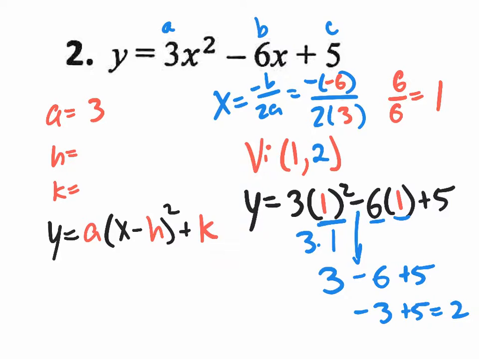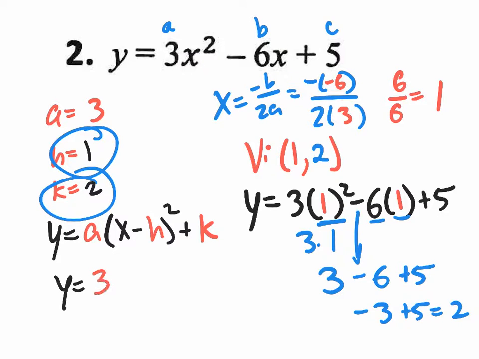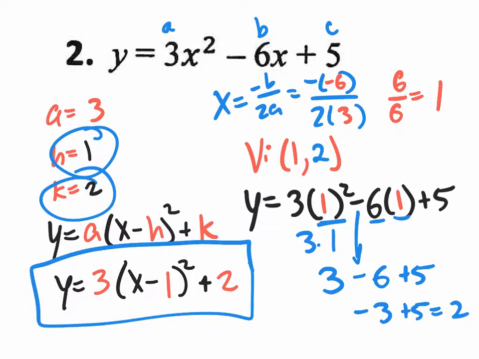Now we do know our H and our K. What's our H value? 1. What's our K value? 2. So now we just plug it all into the y equals A parentheses x minus H squared plus K. So we have y equals, the A value is 3, x minus H, which happens to be a 1, and then plus K, which happens to be a 2. Ta-da, we're done. There's your vertex form equation.